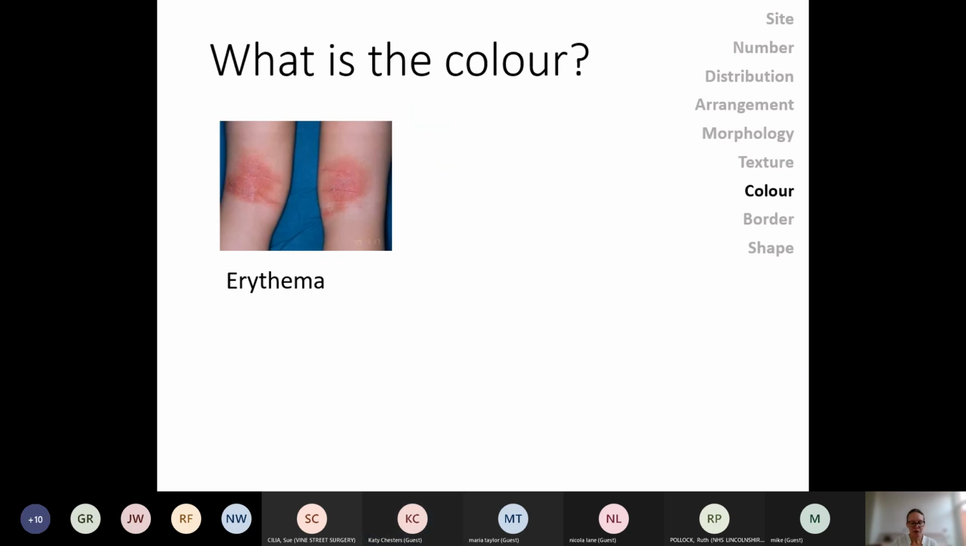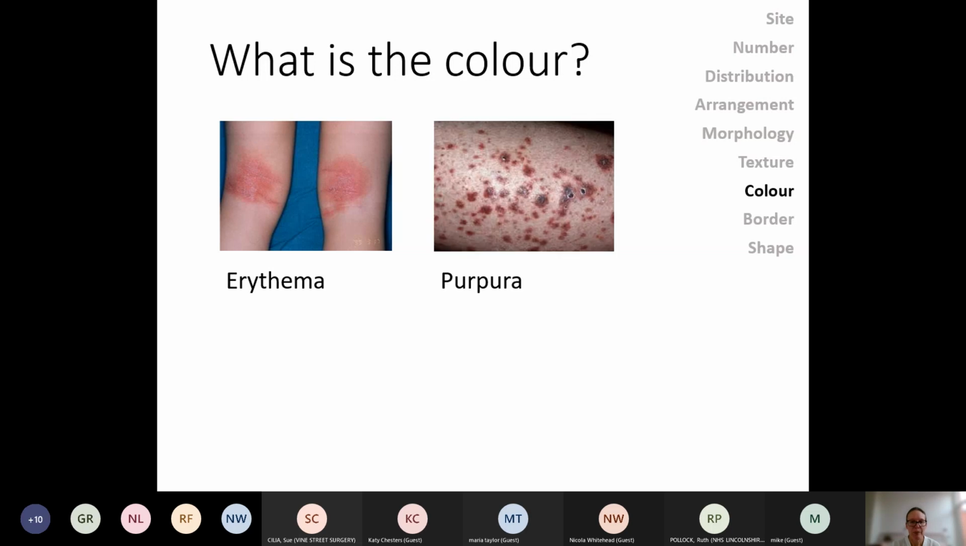Let's talk about the colour. I've not put on the slides simple things like if it's red or brown or yellow or whatever colour, but just more specific terms. Erythema is a term that's used a lot in dermatology, and it means that something's red, but red in the way where if you pressed on this, the redness would disappear because the redness is caused by lots of dilated blood vessels under the skin. So it's not quite the same as just being red, but it is a term for redness. Purpura means bleeding under the skin, a bit like a bruise really.